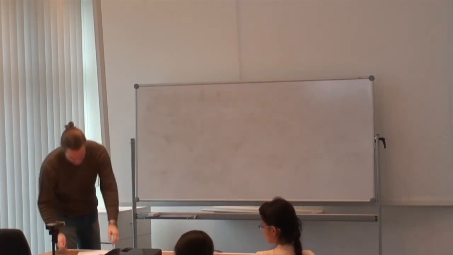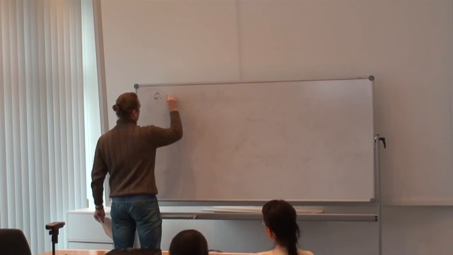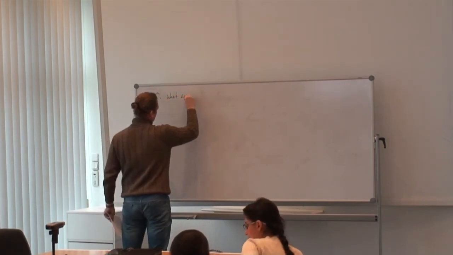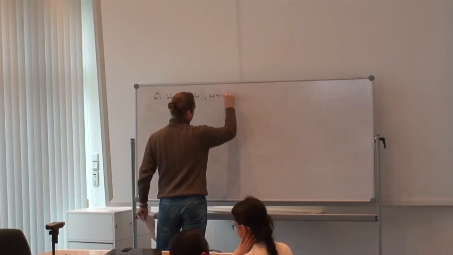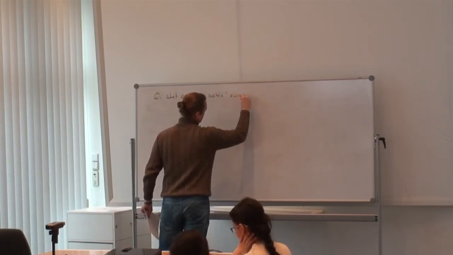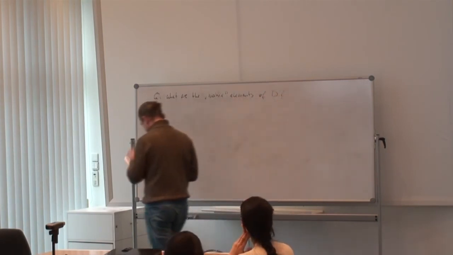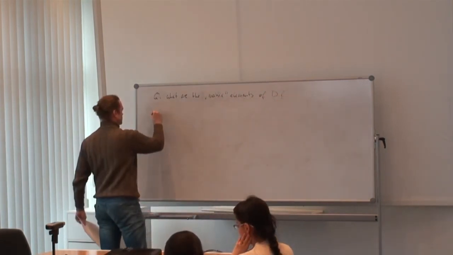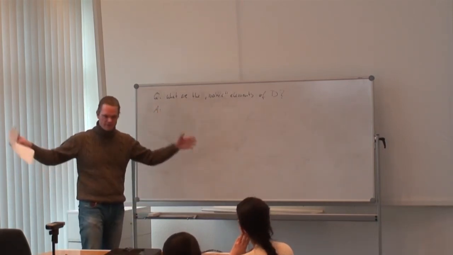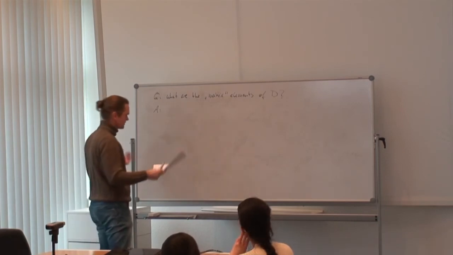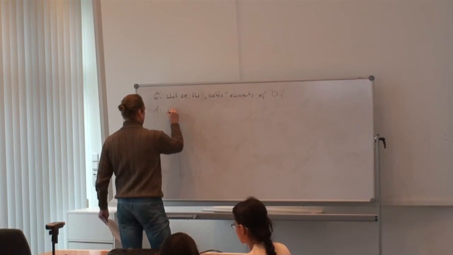Get this grand finale. So we ask, what are the, and I put it in quotation marks, matrix elements of this operator D? I say quotation marks because we can think of them as matrices, but they are really very, very large things. You cannot write them down. That would take forever.